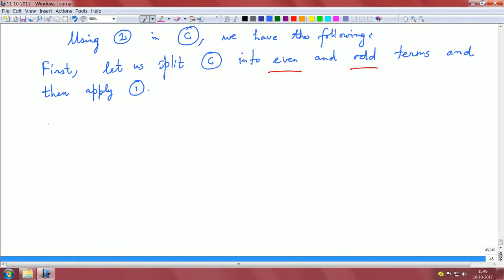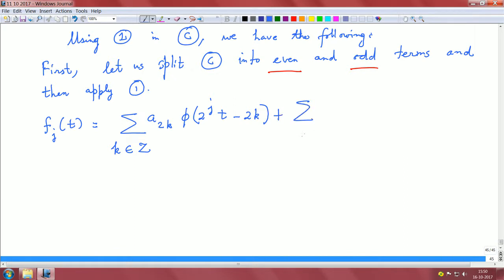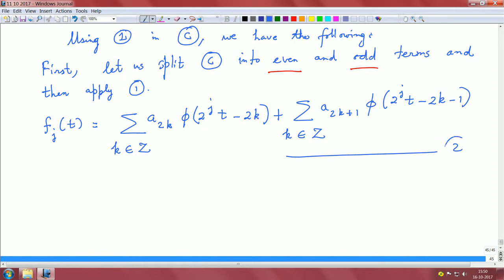So, what happens is as follows. So, f j of t equals summation k belonging to the set of integers a suffix 2k times phi of 2 power j times t minus 2k plus summation k belonging to the set of integers a 2k plus 1 phi of 2 power j times t minus 2k minus 1. Okay, this is no big deal for us. So, straightforward algebra. Now, let me call this equation 2.